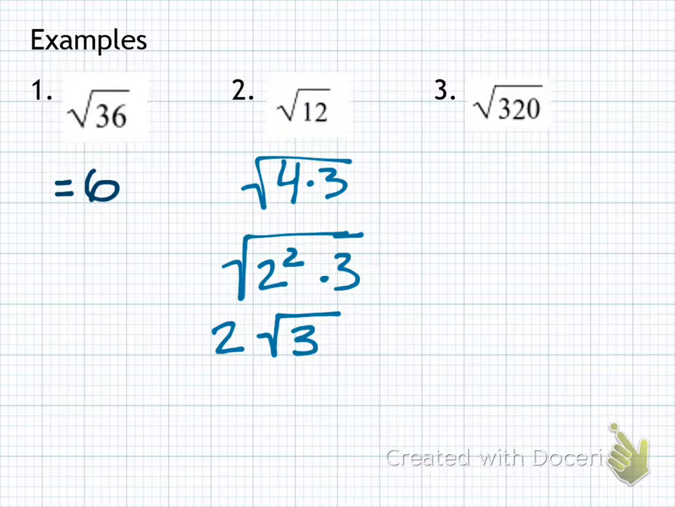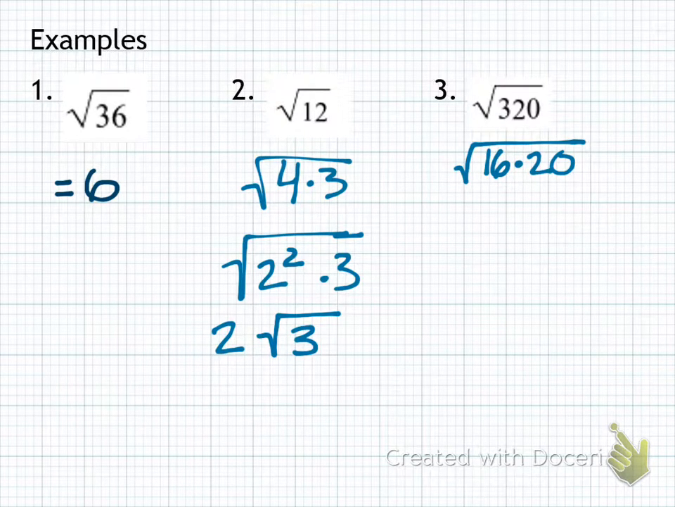Okay, moving on to number 3. This one looks like a bit more complicated, but still the same process. I want to think of a perfect square that goes into this. 16 would work, and yeah, it does. 16 times 20 gives us 320, and 16 is a perfect square. So that's one way to factor this.